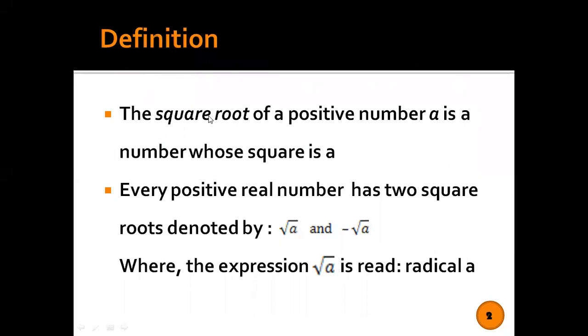Definition. The square root of a positive number a is a number whose square is a. So every positive real number a has two square roots denoted by radical a and minus radical a, where this is the notation of the square root.